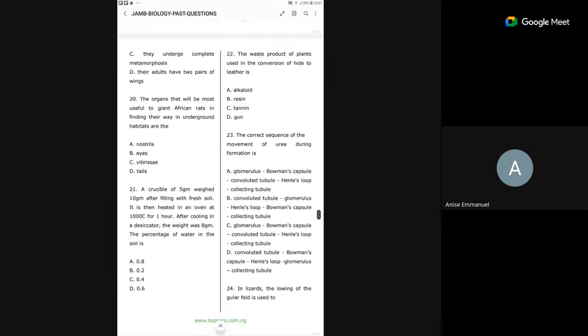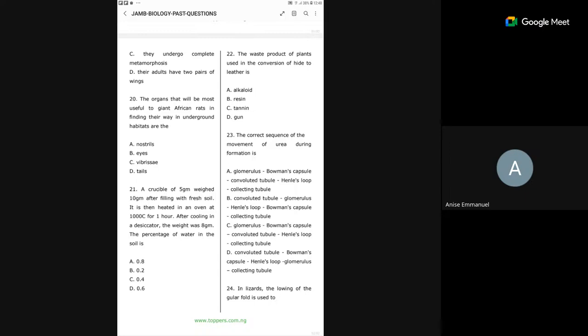The waste product of plants used in the conversion of hides to leather is what? Just like human beings have waste products, we have sweat as a waste product, we have urea as a waste product, we have salts as well. So plants also have their own waste products. They have alkaloids, they have resins, tannins, and gums. Please, let's note the D option is gum, not gun. G-U-M, that's the right spelling. So those four are waste products of the plants, but not all of them are used for conversion of hide to leather.